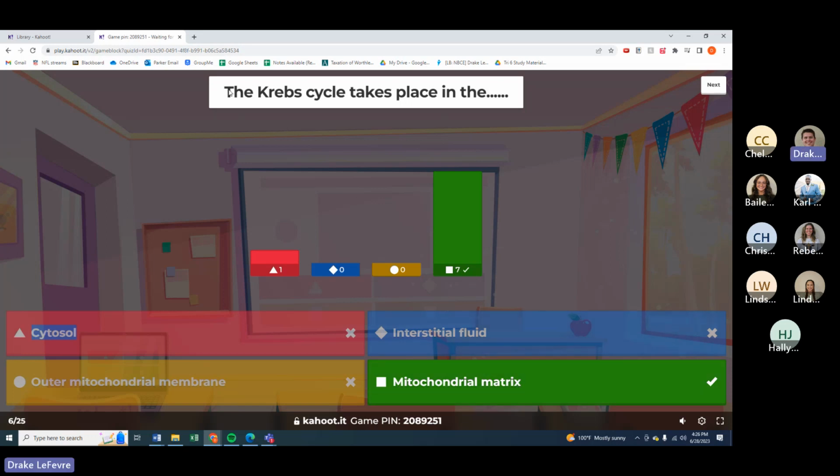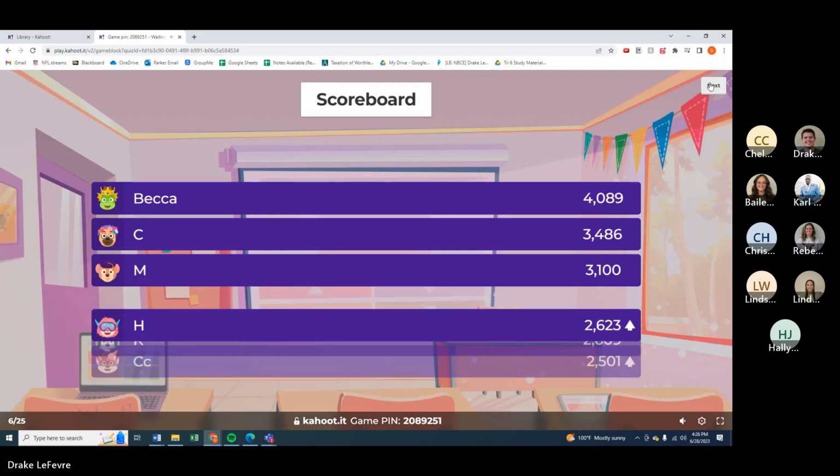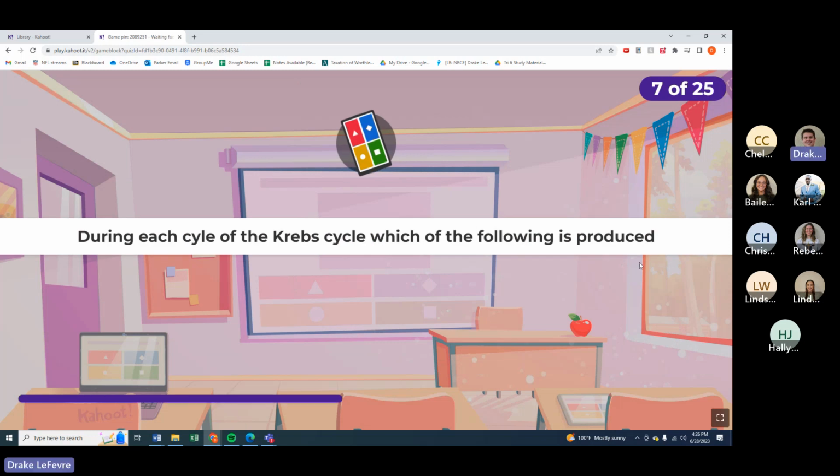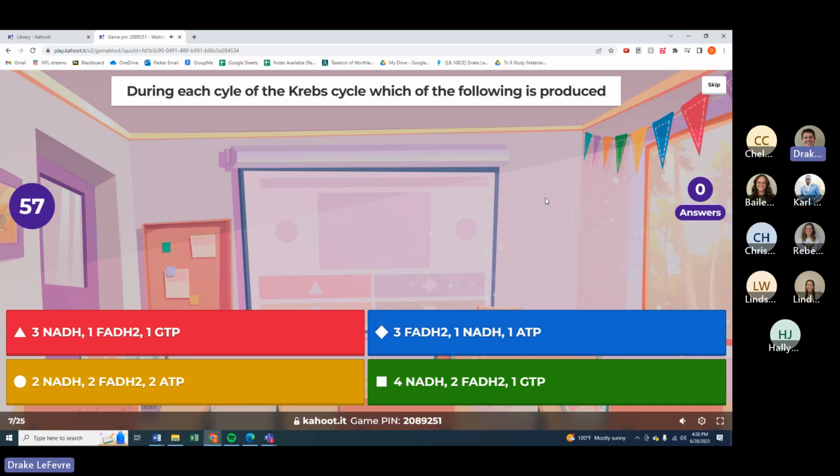I promise you will either get this question on this test, or you will get where glycolysis takes place, or you will get both. Very, very common question that you'll be asked. During each cycle of the Krebs cycle, which of the following is produced?